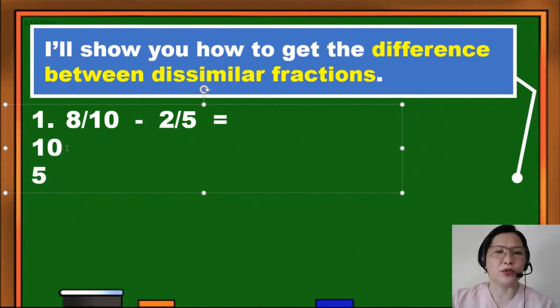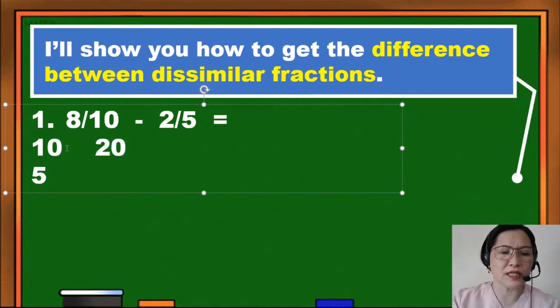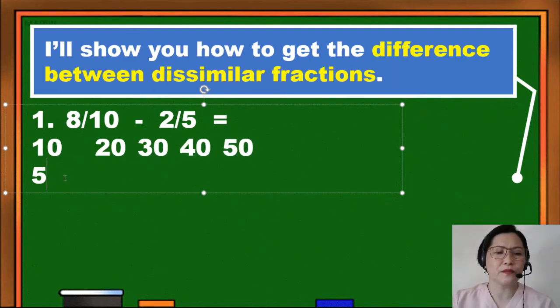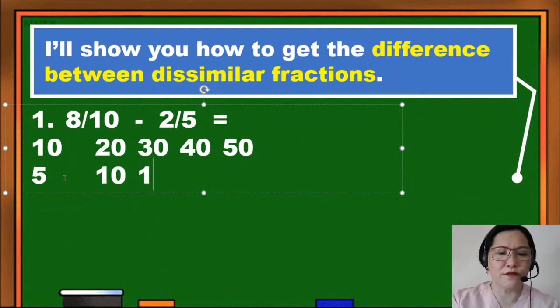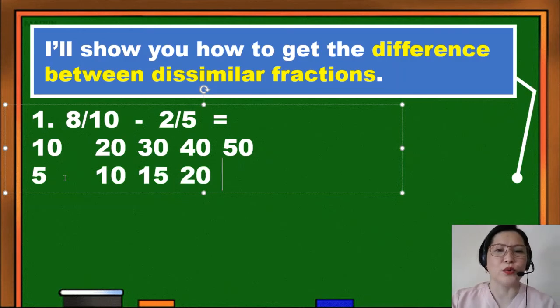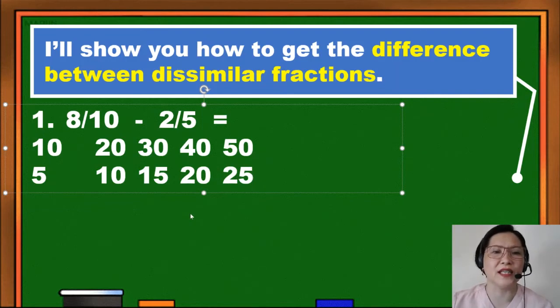What are the multiples of 10? 10 plus 10, 20. 20 plus 10, 30. 30 plus 10, 40. 40 plus 10, 50. How about 5? 5 plus 5, 10. 10 plus 5, 15. 15 plus 5, 20. 20 plus 5, 25. Do you see now the common multiple or the LCD among the multiples?